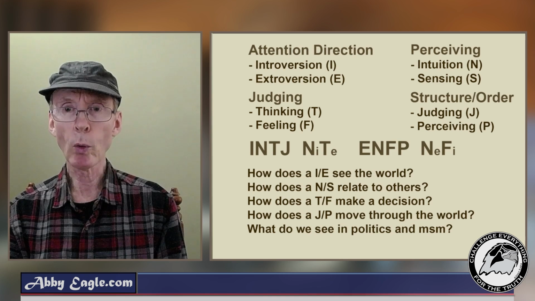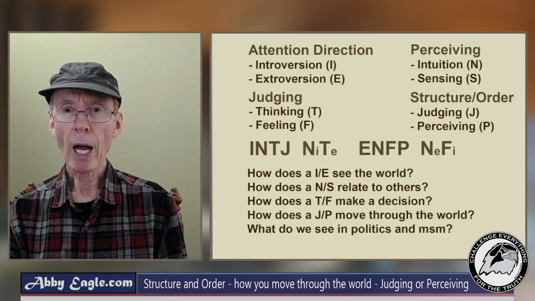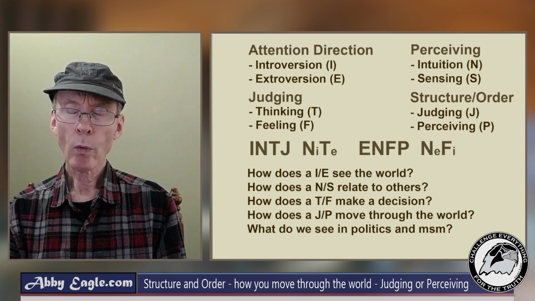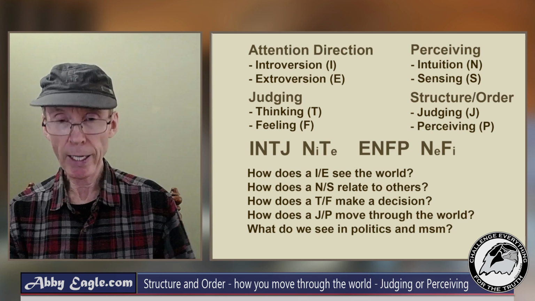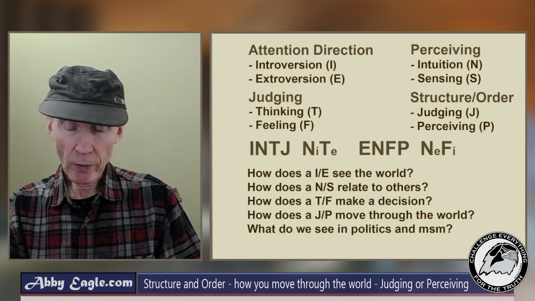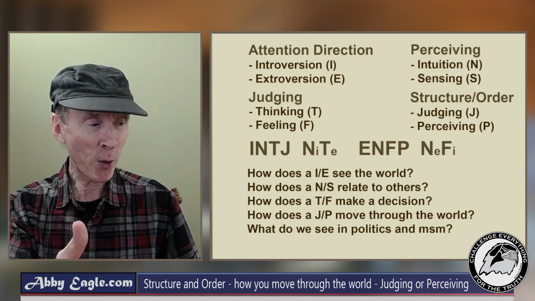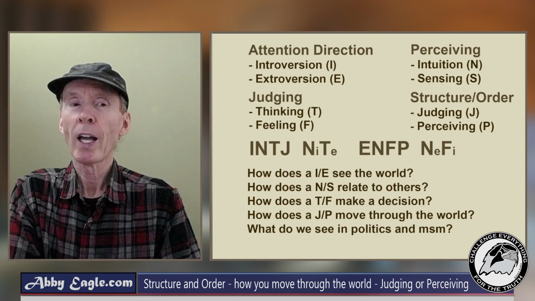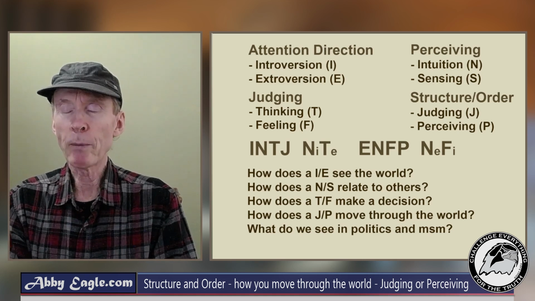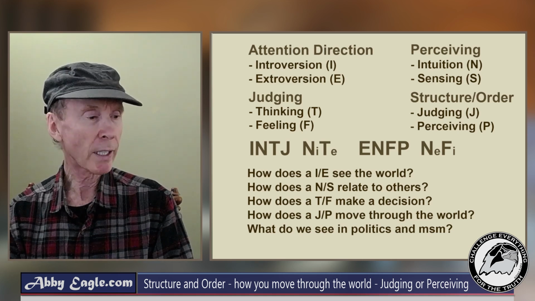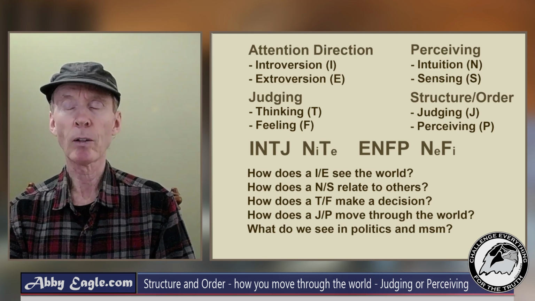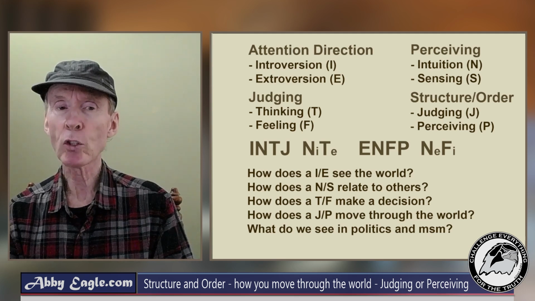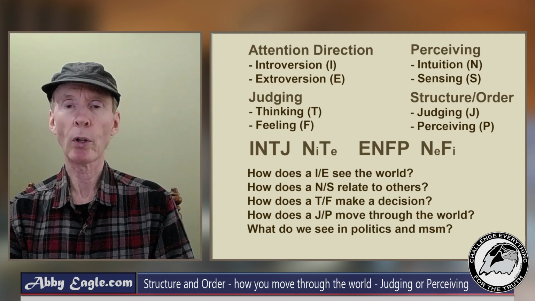And then it's how do you move through the world? How do you move through the world? So judgers, in the external world, have a lot of order and structure. They're reliable, they're on time, and maybe they dress more neatly than other people do. But in the inner world, they actually have total and absolute freedom to explore their inner mind.